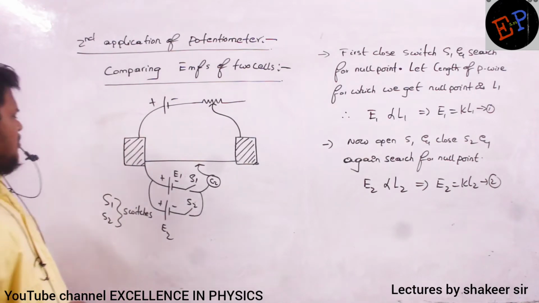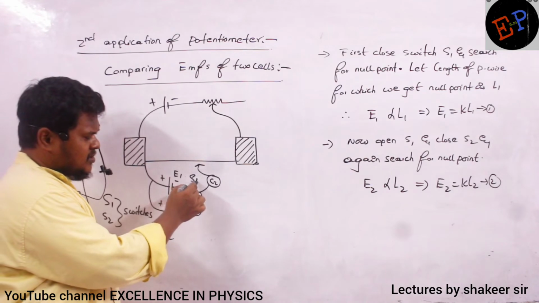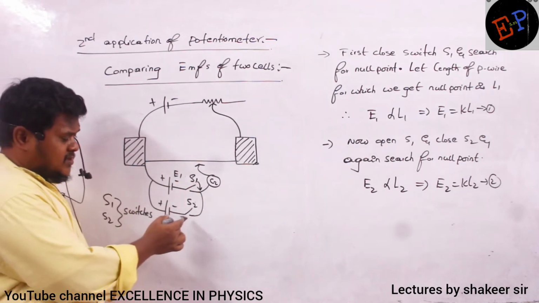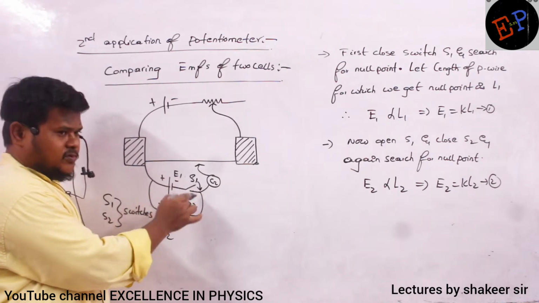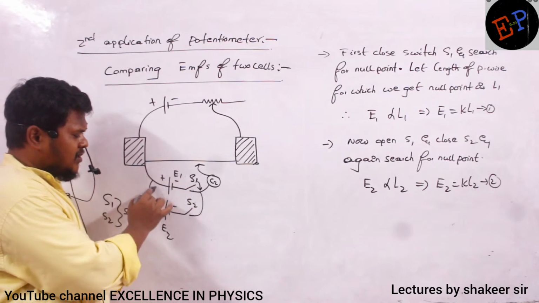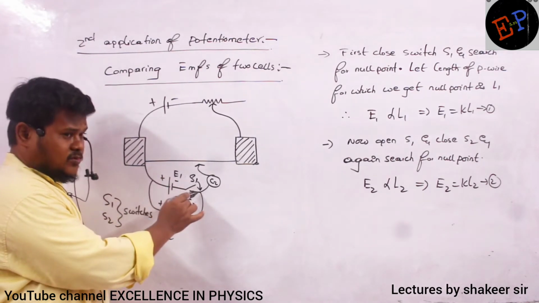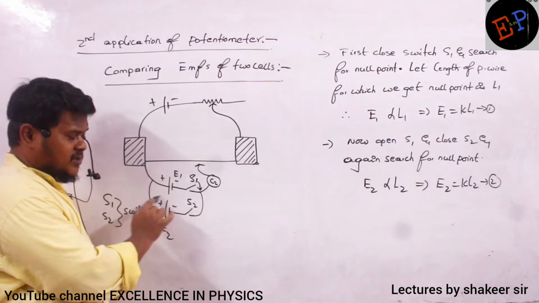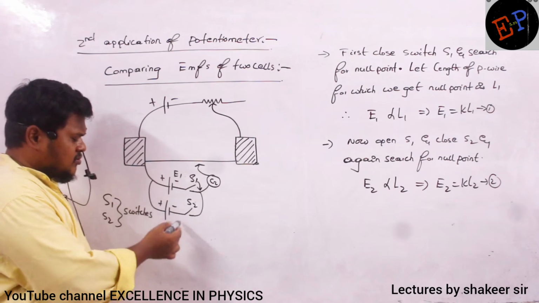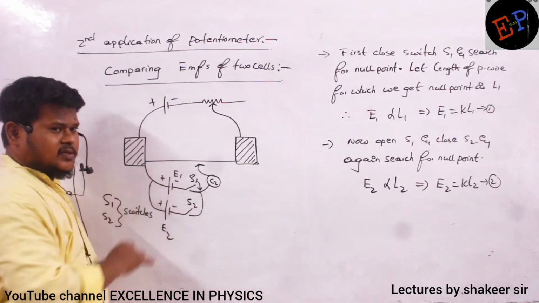Now first what I will do is, I will close this switch S1. The second switch is in open condition. The first switch is closed. If I close the first switch, then in the circuit, E1 will come into the circuit, because the switch is closed. But E2 is out of the circuit. Are you able to understand? Because this is an open circuit, there is no concept of E2. E2 is out of the circuit. E1 is present inside the circuit.